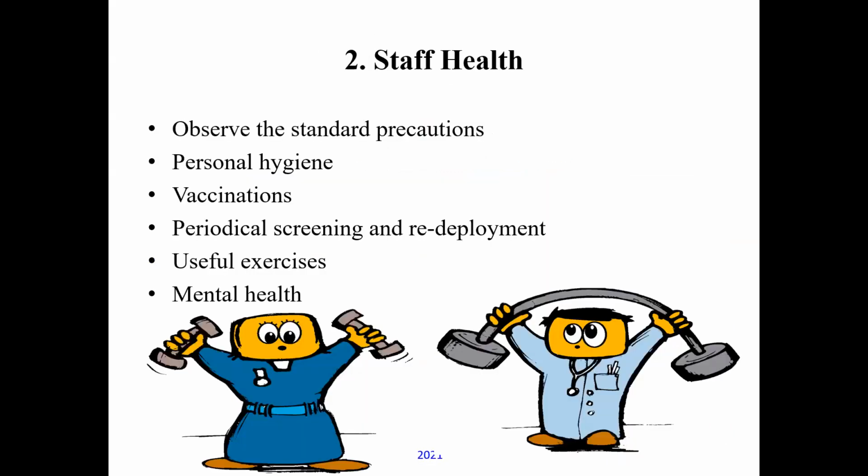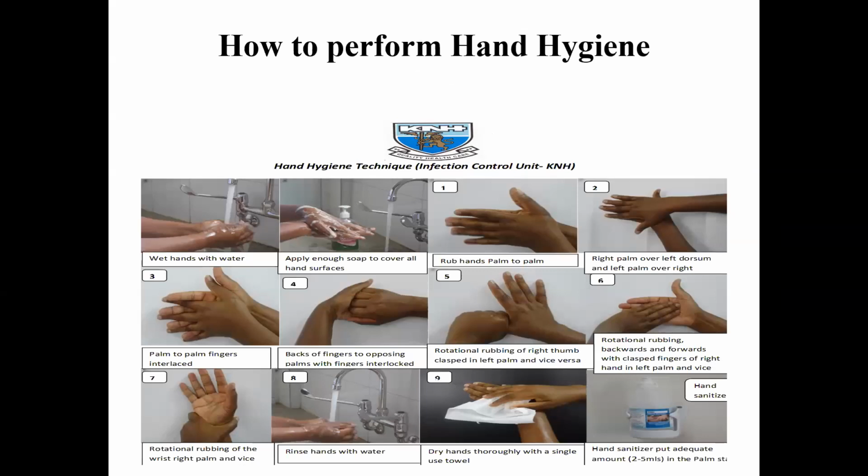So with the 5 moments, are we also doing it the right way, the right technique? If you look at the slide there, it is showing you how you're supposed to wash your hands, the technique in which you're supposed to use. First of all, you're supposed to wet your hands with water, then apply enough soap to cover. Then the next one is rub hands palm to palm, then right palm over the left dorsum and left palm over the right dorsum. Then you repeat the other way.